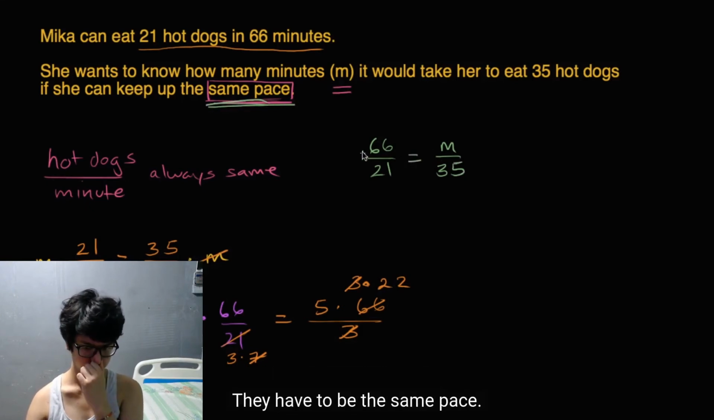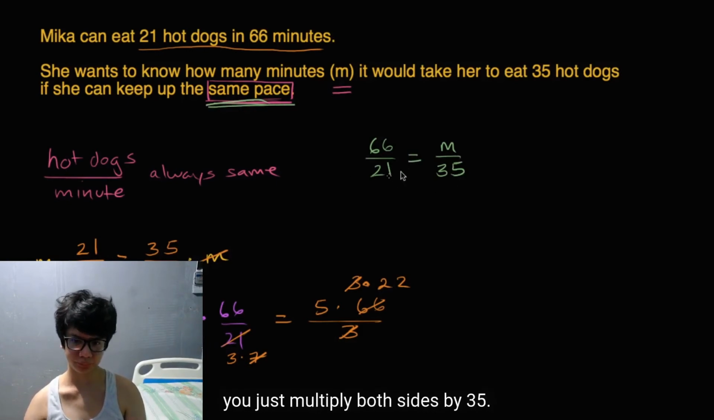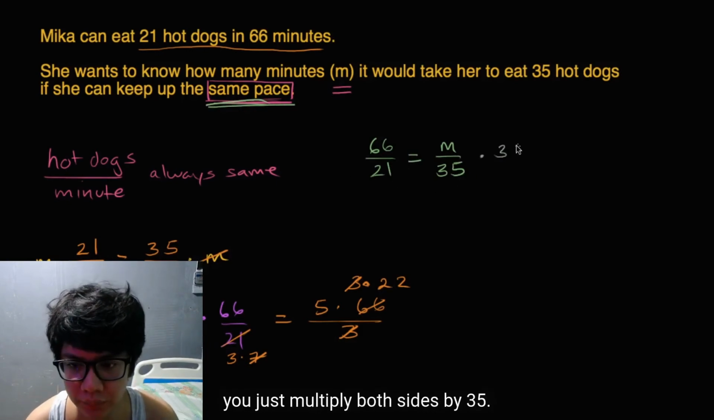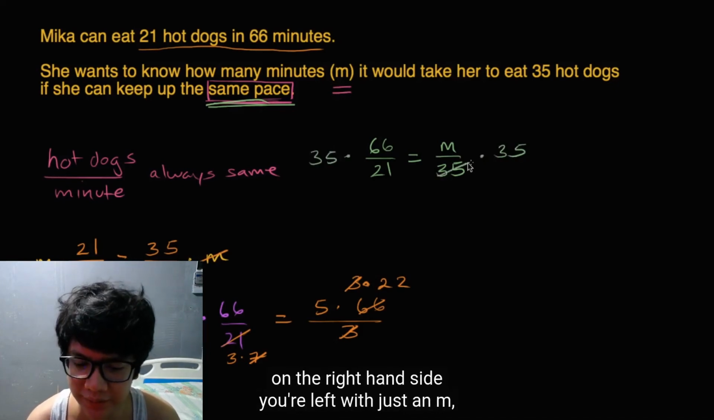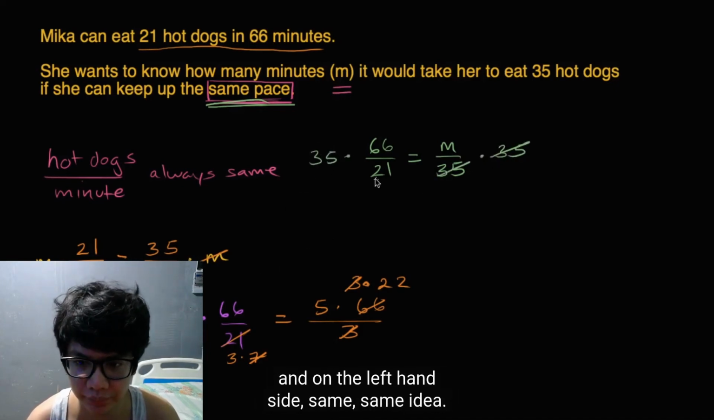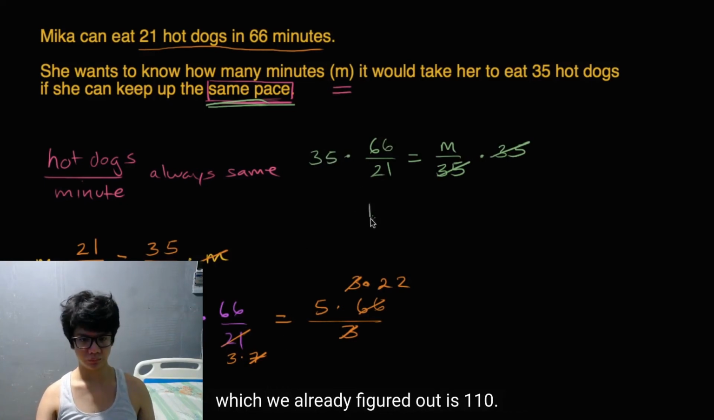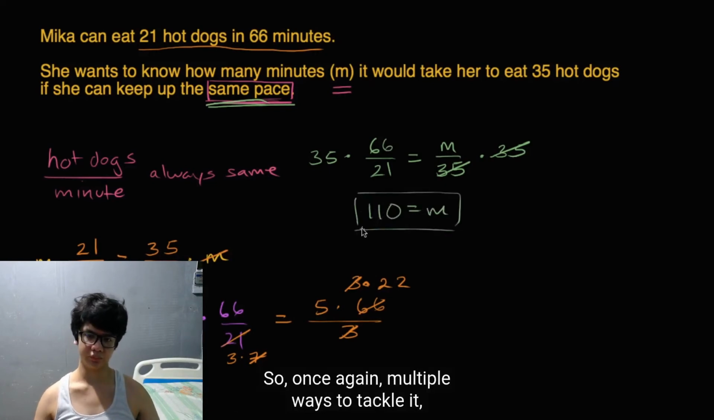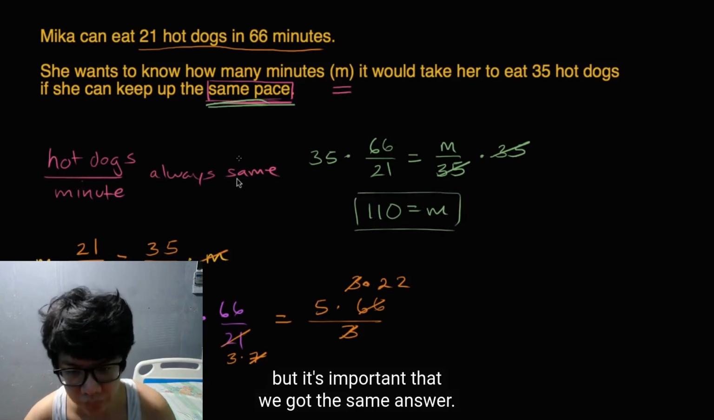They have to be the same pace. And so then you can solve for n, and actually this one's easier to solve for n. You just multiply both sides by 35, and you're left with, on the right-hand side, just an n. And on the left-hand side, same idea, you're taking 35 times 66 21sts, which we already figured out is 110. So 110 is equal to n. So once again, multiple ways to tackle it, but it's important that we got the same answer.